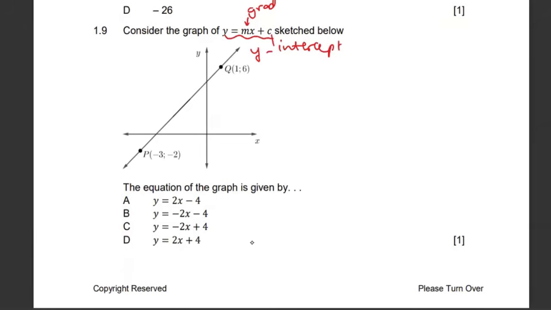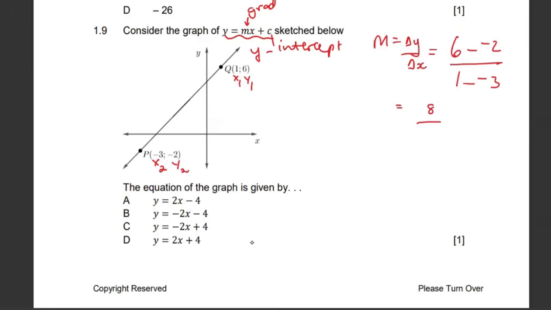So we have the 2 points. Let's start by getting the gradient. We know that gradient is change in y over change in x. If I call this my x1, y1, x2, y2, it's going to be 6 minus minus 2 over 1 minus minus 3. I know that 6 minus minus 2 gives me 8, and the bottom gives me a 4, which means my gradient is a positive 2. So automatically these two are out.